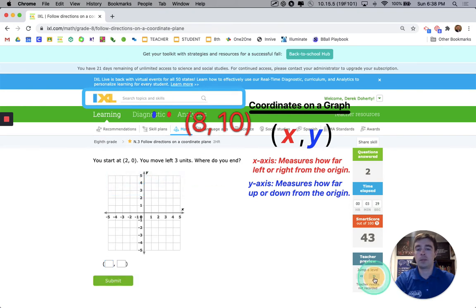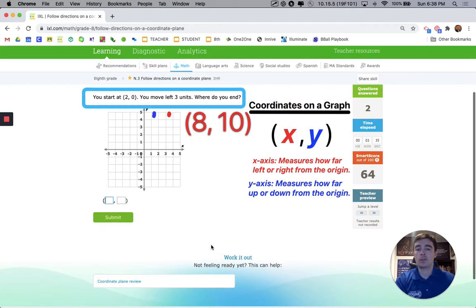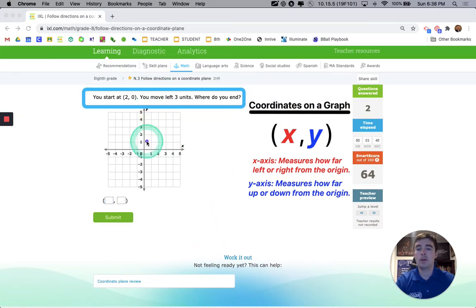And we're going to skip again because that looks pretty similar. Okay, so our next question as we scroll down, and give me 1 second to clean up the old notes. Okay, this time they say you start at 2 for x and 0 for y. You move left by 3 units. Where do you end up? So again, here we'll be at 2 for x and 0 for y.